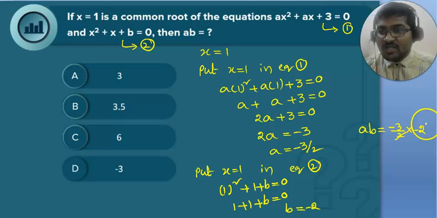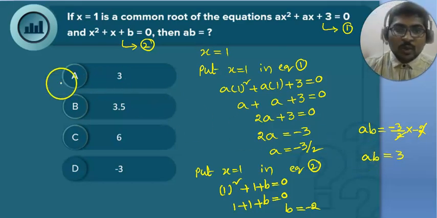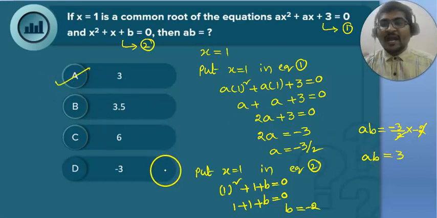So this 2 and this 2 cancel out, minus into minus plus. So here AB is equal to 3. So that's why here option A is the right answer.